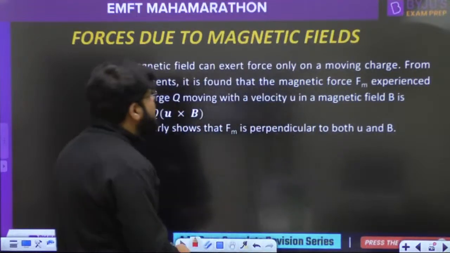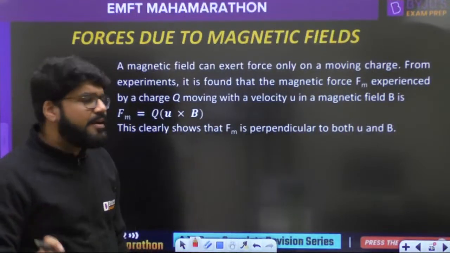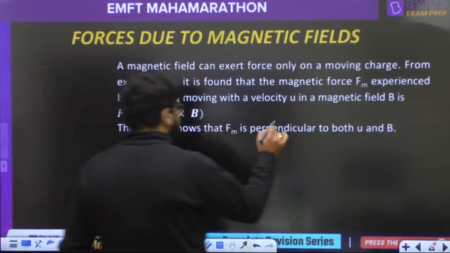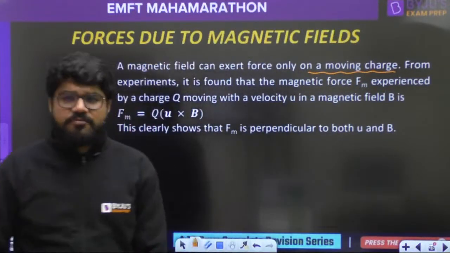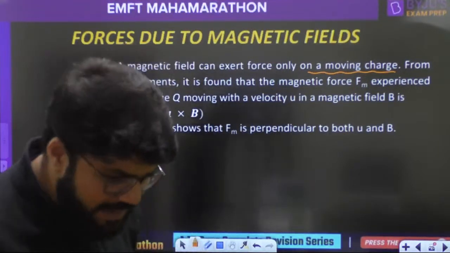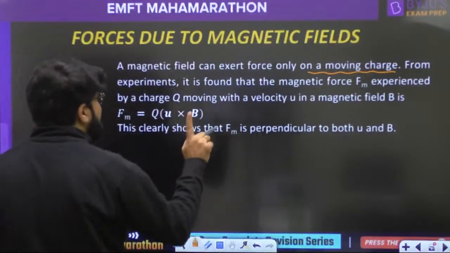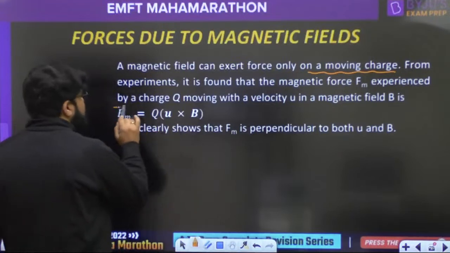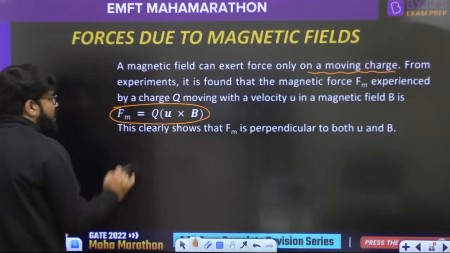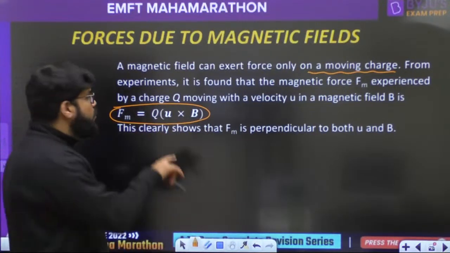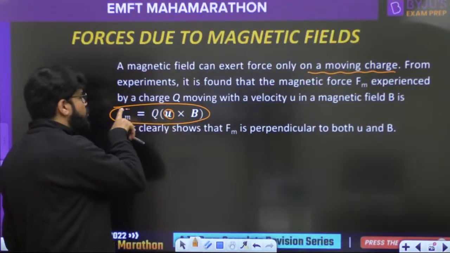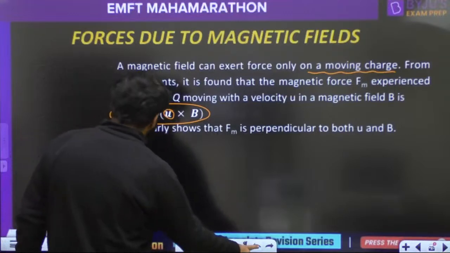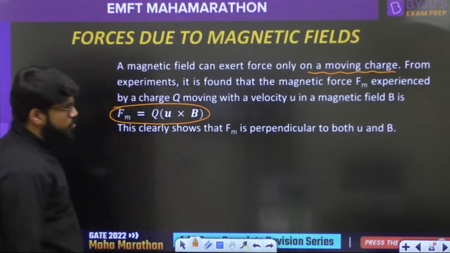Experimentally it has been observed that only a moving charge can experience a force in the presence of a magnetic field. A stationary charge cannot experience any force. The magnetic force is given by the formula Q into U cross B, where U is the velocity of the moving charge. If the velocity is 0, the force will also be 0. So a stationary charge will not experience any force, right?